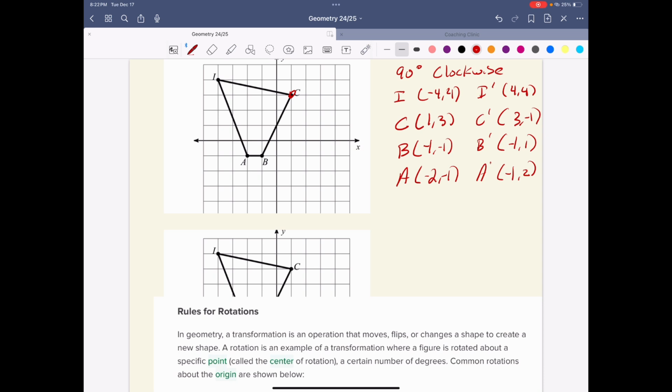Graph those points real quick. 4, 4, then 3, negative 1, then negative 1, 1, and negative 1, 2. There's my new image, rotated 90 degrees clockwise about the origin.